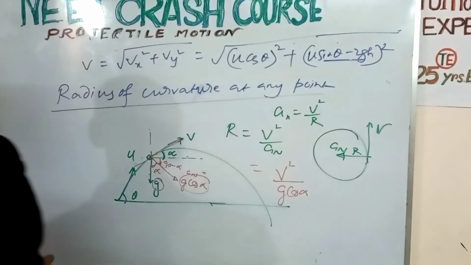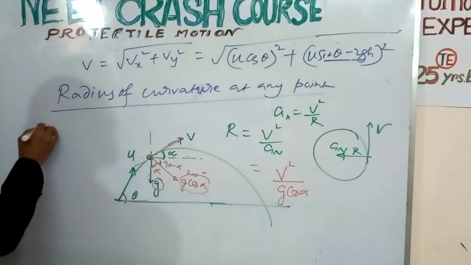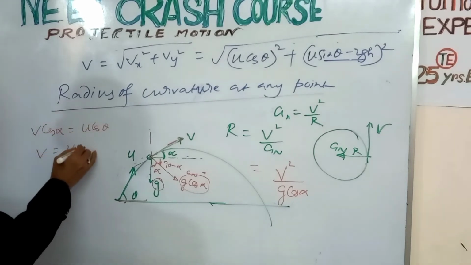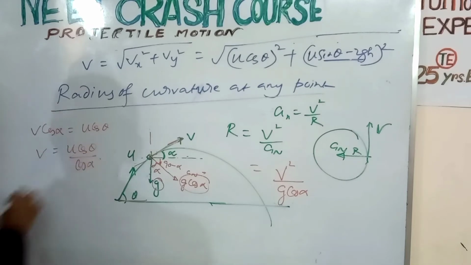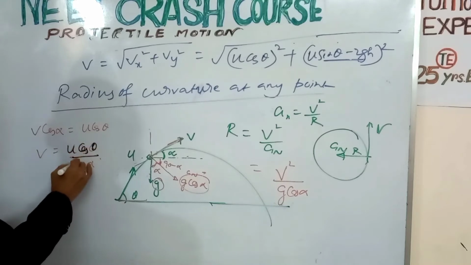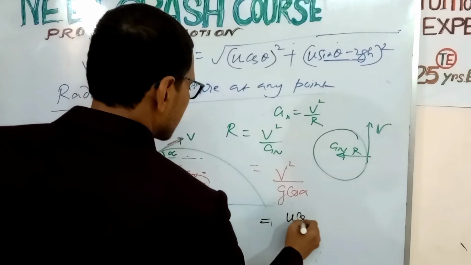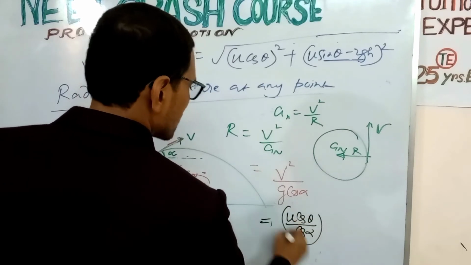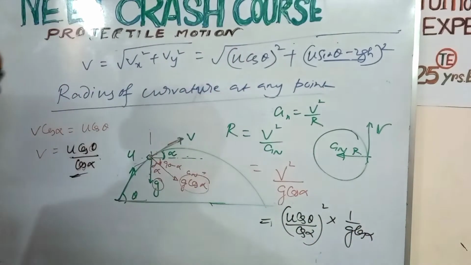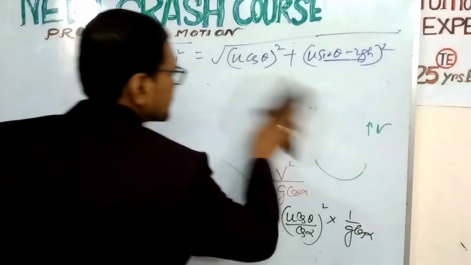Now what is v? If angle alpha is given, then we know v cos alpha equals u cos theta. So v equals u cos theta by cos alpha. Put the velocity v equals u cos theta by cos alpha, whole square, into 1 by g cos alpha. So this is the radius of curvature at any point.